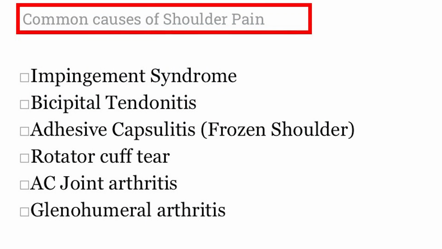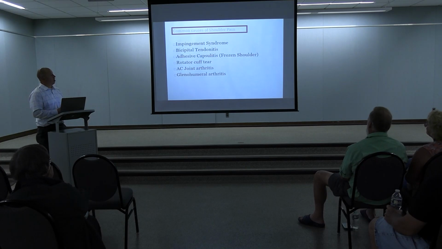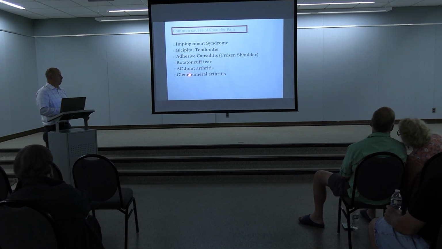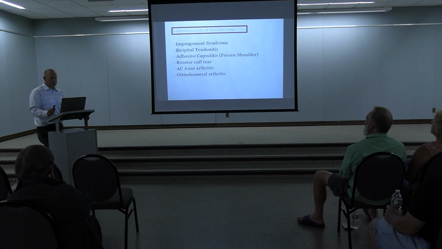So some common causes of pain we'll briefly touch on tonight. One is impingement syndrome, probably the most common. We'll talk about bicipital tendinitis, a frozen shoulder or adhesive capsulitis, rotator cuff tear, acromioclavicular joint or AC joint arthritis, and then glenohumeral joint arthritis. The glenohumeral joint arthritis is the common condition where when people say they have arthritis in the shoulder, that's usually what they're talking about.